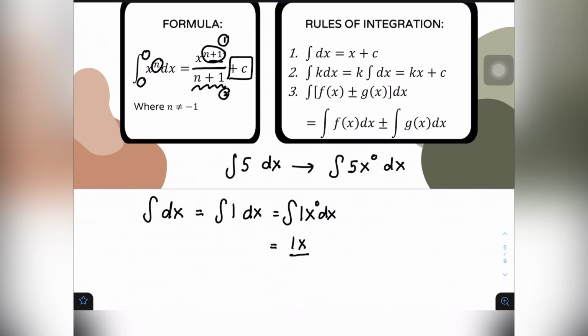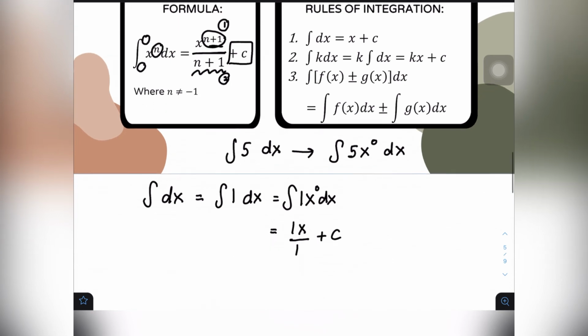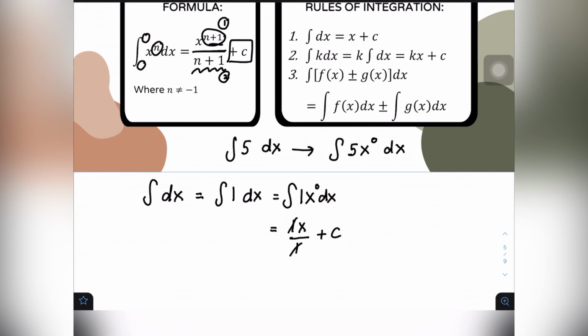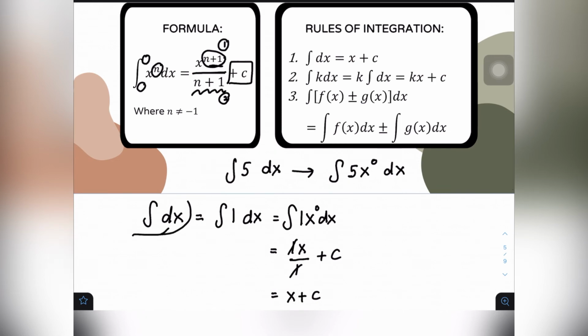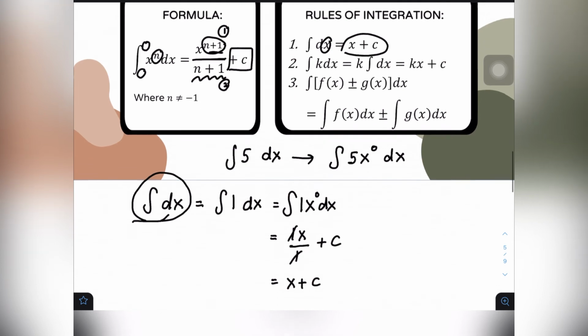You divide by the new power, which is 1, and you plus c. Okay, the 1 and 1 cancel out, so what you are left with is x plus c. That's why whenever you are asked to integrate with respect to x without any constant, you will get the variable x plus c. That one is rule number 1.